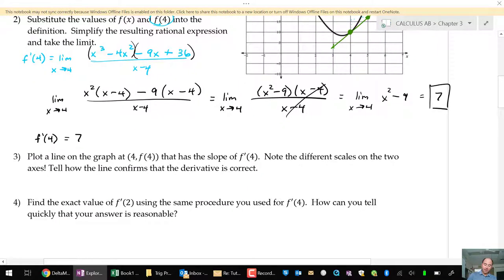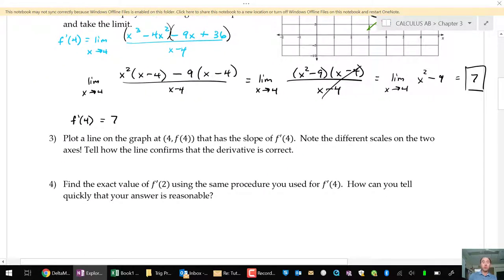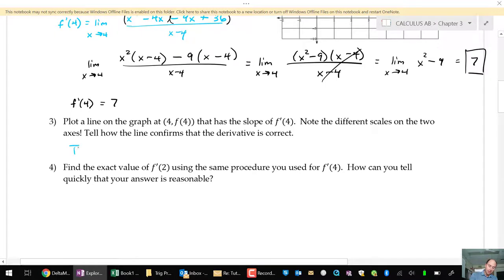So what I might say here, tell how the line confirms that the derivative is correct. The line has a slope of 7 and is tangent to the graph of f at the point x equals 4.